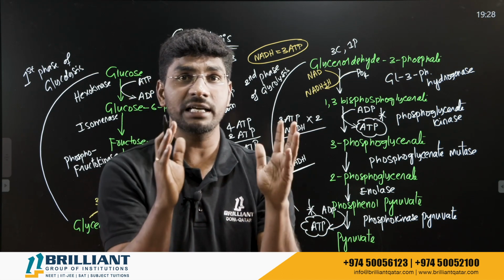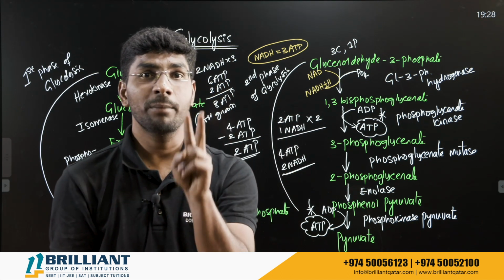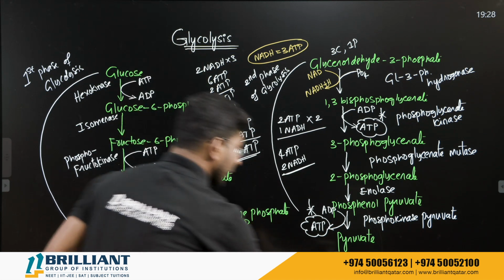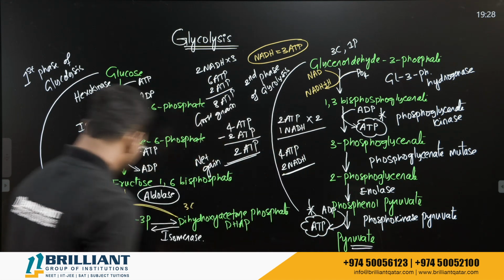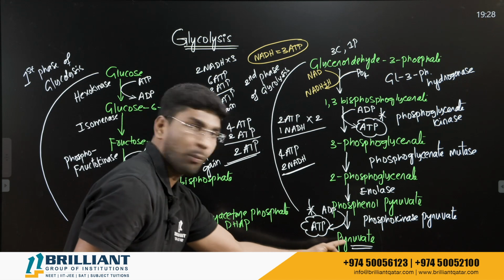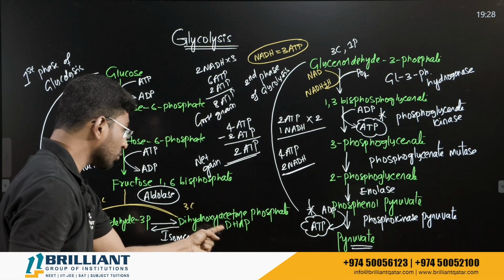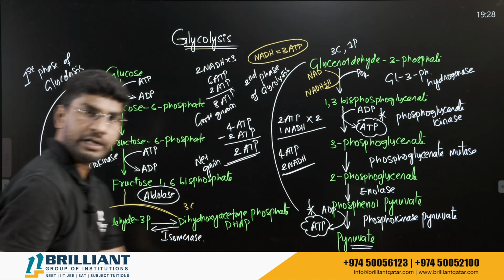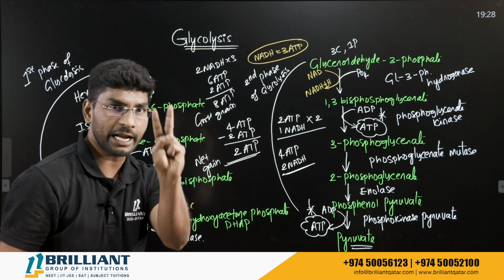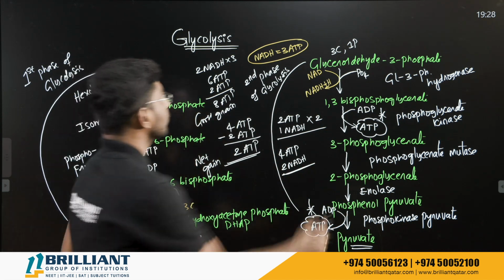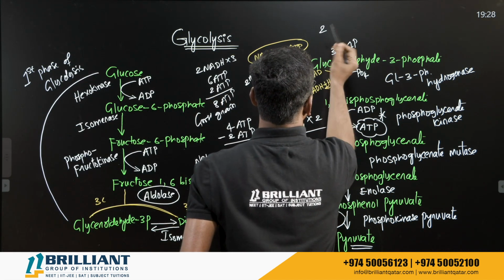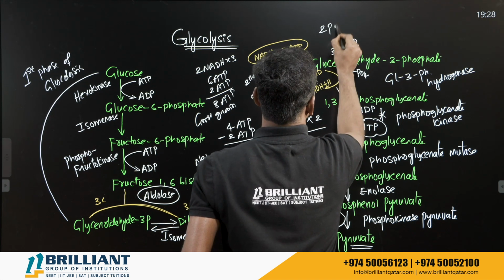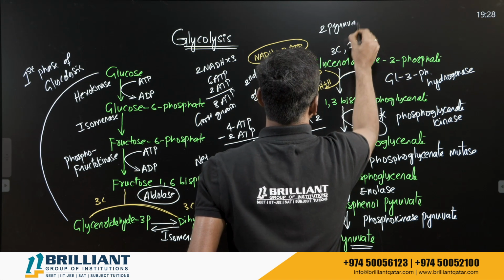At the end of glycolysis, 2 molecules of pyruvate. Look here. From one glyceraldehyde 3-phosphate, 1 pyruvate. 1 dihydroxyacetone phosphate is converted into glyceraldehyde 3-phosphate, and 1 more pyruvate. That means at the end of glycolysis, 2 pyruvate.